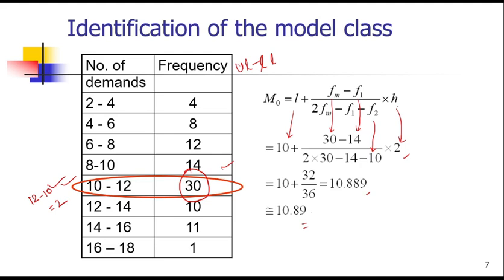Remember one thing, mean, median, mode, they all have a unit of measurement. So if your data is in numbers, these will be numbers. What is the actual unit here? This 10.89 is number of rooms demanded. Okay, this is not a standard unit, obviously I understand, but if your data is in centimeters, then mode will be in centimeters, median will be in centimeters, mean will also be in centimeters. That means they will retain the unit of the data set for which they are computed. So this is a very important finding.